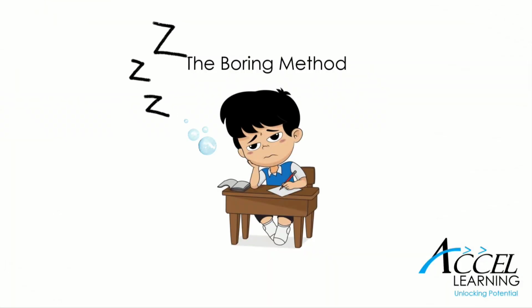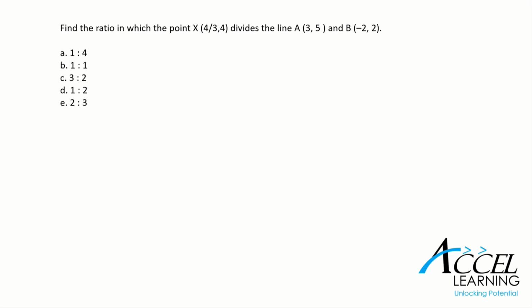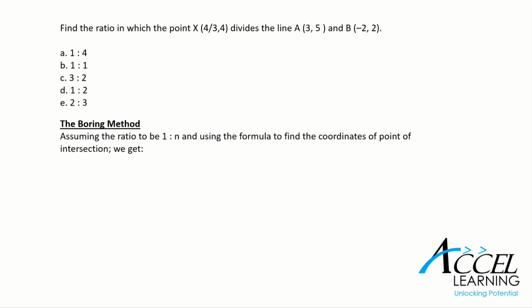Let's see how most people solve this kind of problem, the boring method. Here's the same question. Pause the video now to see if you want to solve it first before we do. So, the standard method. Assuming the ratio to be 1:n and using the formula to find the coordinates of the point of intersection, we get 4/3 equals (-2 times 1 minus n times 3) over (1 plus n).